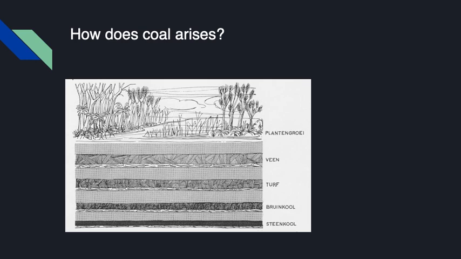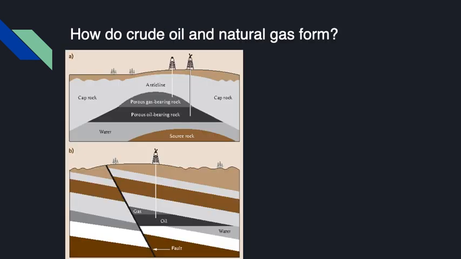But of course there are other ways to produce power in power plants, and you may use the natural gas. But how are crude oil and natural gas formed? To understand that, you need to know that there are two different ways.